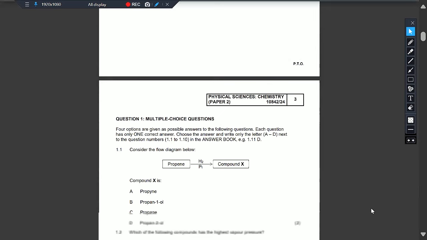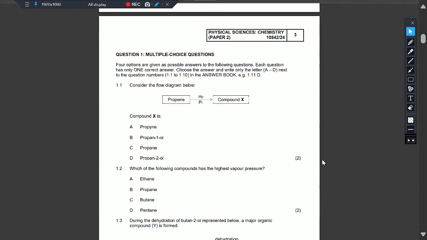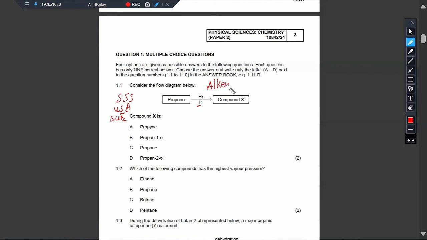Right, so now let's go through our Question 1, multiple choice questions. We know that we are provided with 4 options, of which we have to choose one correct answer. Question 1.1 says, consider the flow diagram below. We have propene reacting with hydrogen gas with platinum as a catalyst to produce compound X. Now, knowing our reactions, SSS, USA, and SUE, we know that whenever we are breaking the double bonds, this is an addition reaction, because we are moving from an alkene and reacting it with hydrogen gas, which will obviously give us an alkane. So that means compound X here has to be an alkane, and that option is provided by letter C.